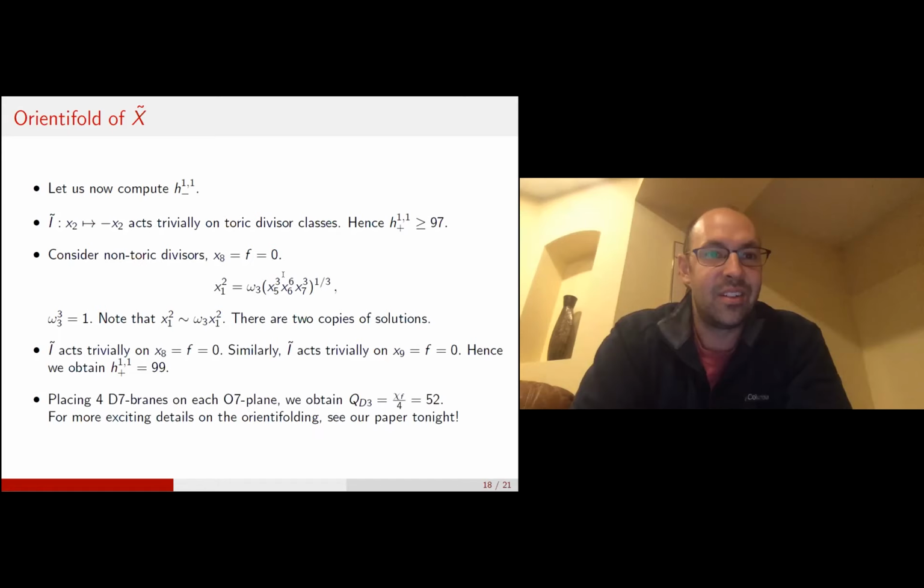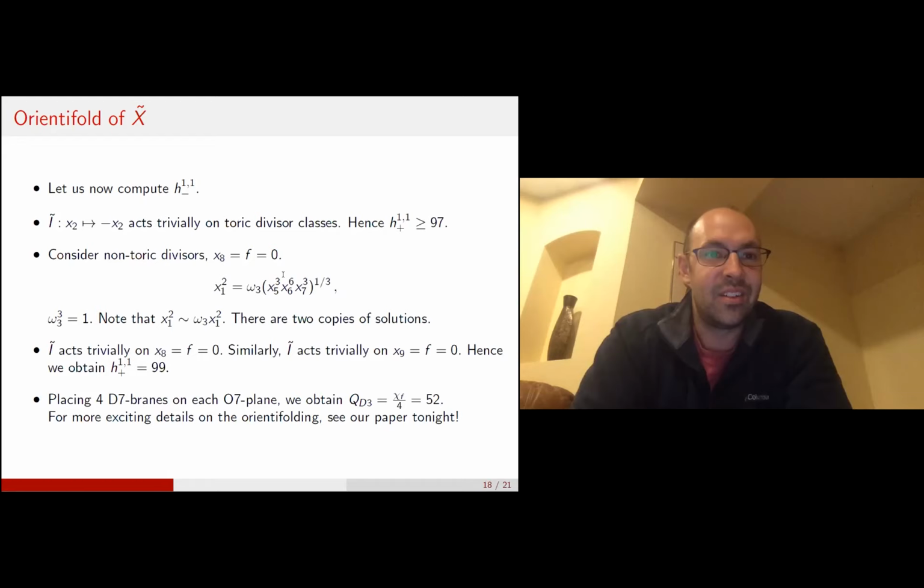So now, in order to compute the D3 brane tadpole, we're going to place 4 D7 branes on every single O7 plane. As a result of that, we can just use the Lefschetz fixed point theorem to compute the D3-brane tadpole bound, which is 52. Because we didn't have enough time to tell you more about the exciting details of the Orientifold, I'm going to just wrap it up at this point, but if you're curious, please look at our paper.